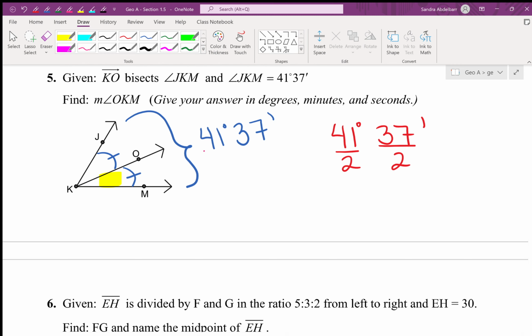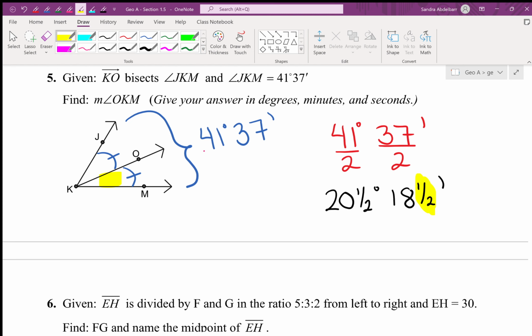Sophie? Good. 20 and a half degrees. And if we go ahead and we divide the 37 by 2, what do we get? We divide 37 by 2. What do we get? Connor? 18 and a half. Do you think I'm allowed to keep these fractional parts? No. So what I'm going to do is I'm going to take the fractional part and I'll change it. So I'm going to take the half minute. Isn't that 18 and a half minutes?